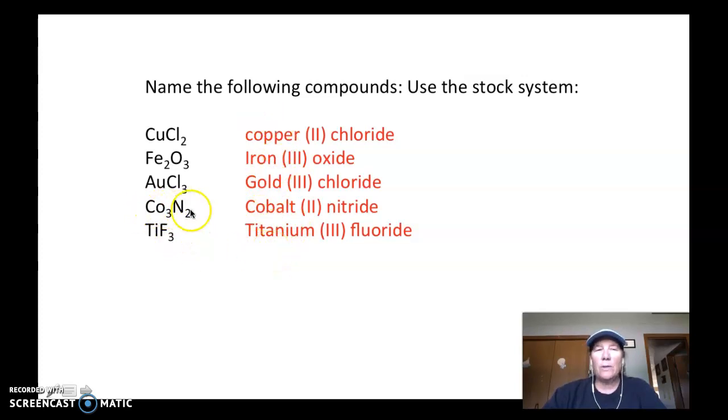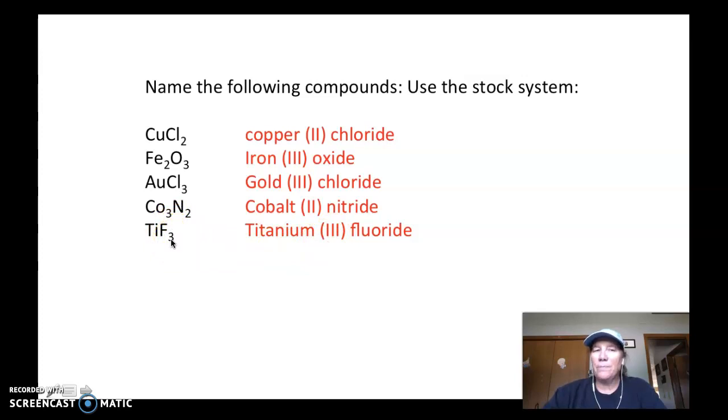Okay, this one, to figure it out, I know it's cobalt and it's nitrogen, or nitride. But which one is it? Well, nitrogen's -3 and it has 2 of them, so that's -6. This side has to be +6. 6 divided by 3 is 2. That's where you get the number from. This is titanium, and again, fluorine's -1.